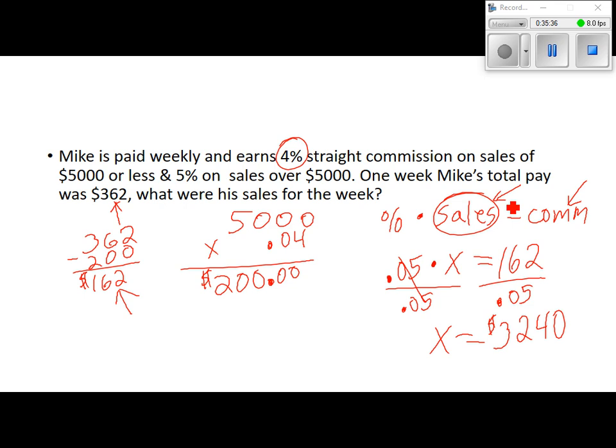Now, is that total? He sold $3,240 total? No, that's just what he sold over the 5,000, right? So how much total did he sell? 8,240. You add 3,240 to 5,000, and you get $8,240. And that's your answer here. That was his total sales for the week.